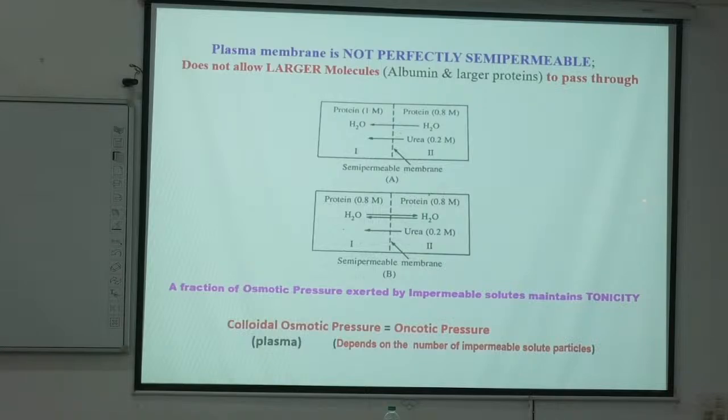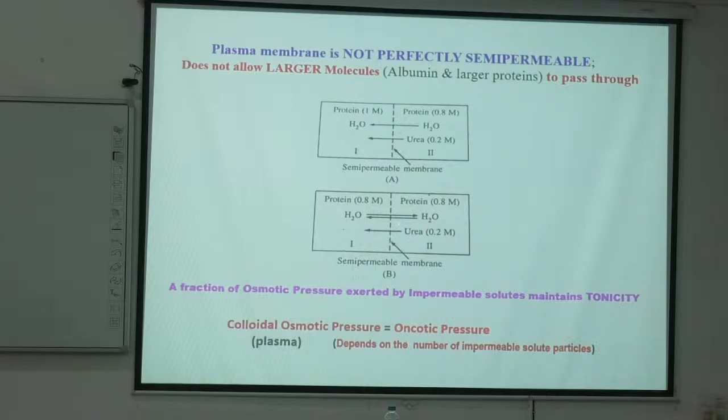Is this part clear? A part of the osmotic pressure exerted by the impermeable solute, in this case it is protein molecule, not urea. And therefore, this solution is isoosmotic, but compared to this one, this is hypertonic. This is isotonic, but this is hyperosmotic.